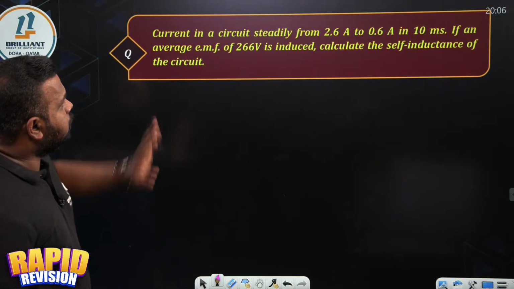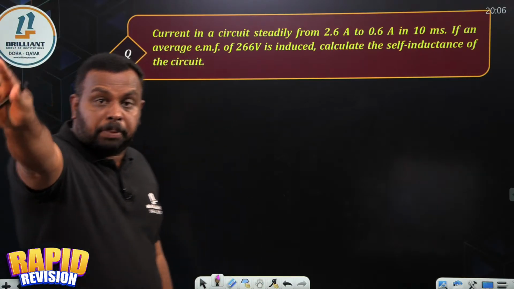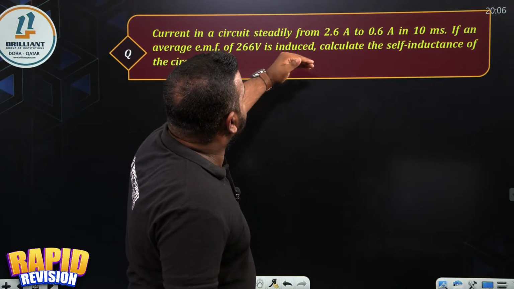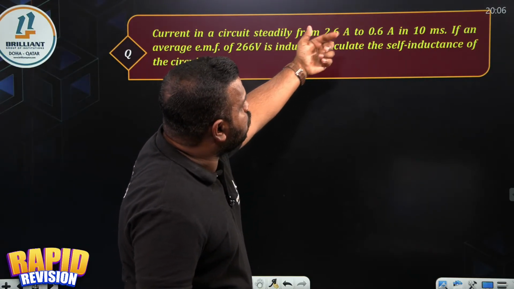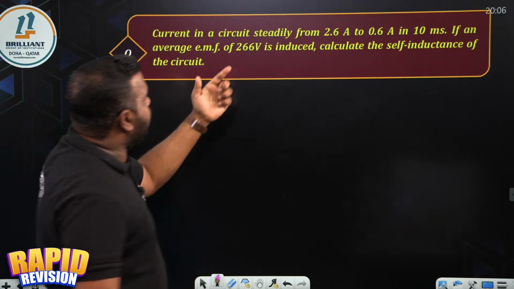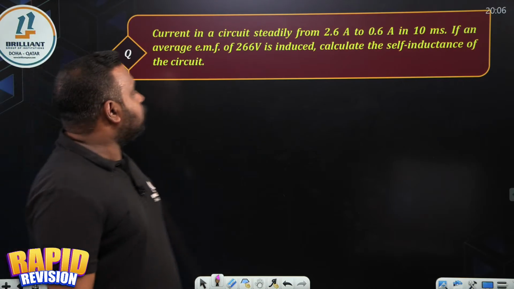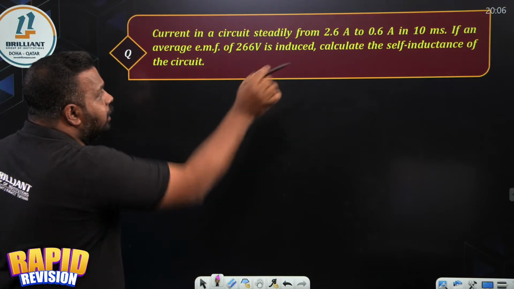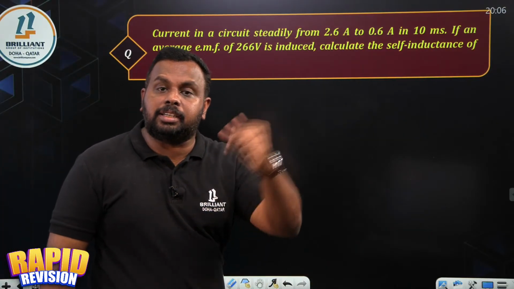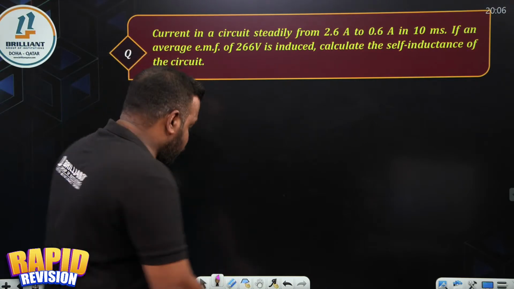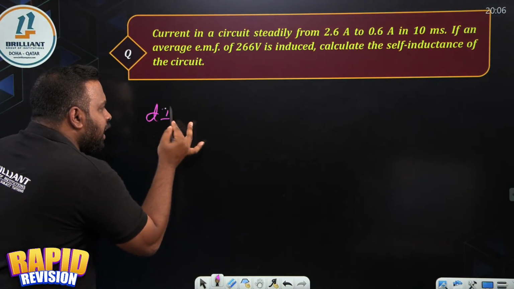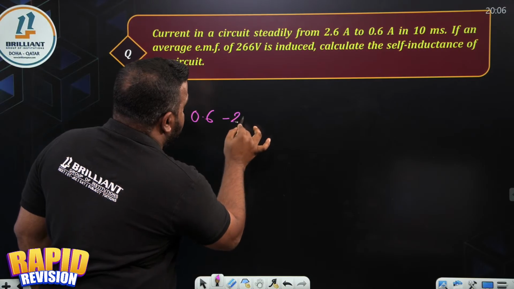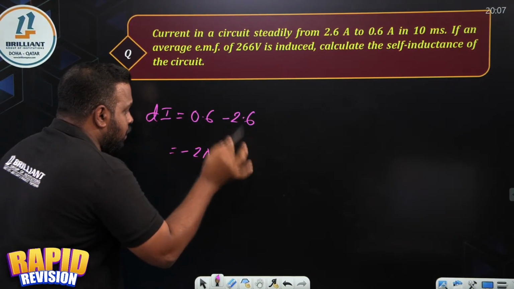Next, there is a repeating type of question from self-inductance. Look at this. Current in a circuit is steadily changing from 2.6 ampere to 0.6 ampere in 10 milliseconds. If an average EMF of 266 volt is induced, calculate the self-inductance. Direct question only. What you have to do is just recall the formula and substitute. Change in current, di, is final minus initial, 0.6 minus 2.6, so you get minus 2 ampere.